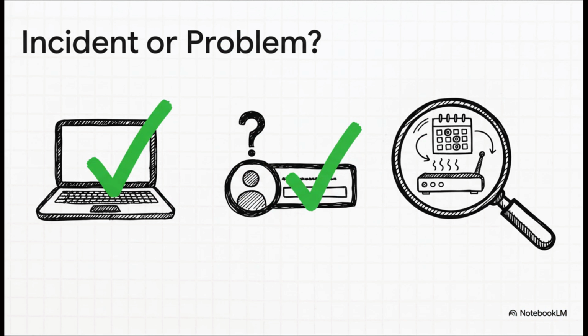So let's make this real. A laptop that just won't turn on? That's an incident. You fix it, you move on. A user who forgot their password for the 10th time? Yep, still an incident. But a router that overheats and crashes every single Friday at 3 p.m., that is not a coincidence. That's a clue, and it's pointing to a much deeper problem.